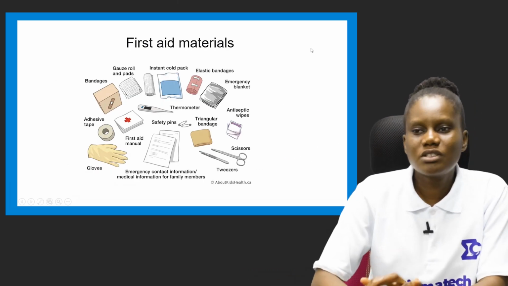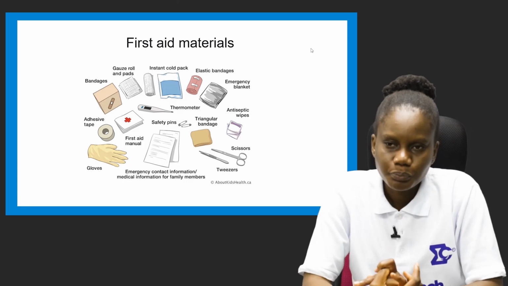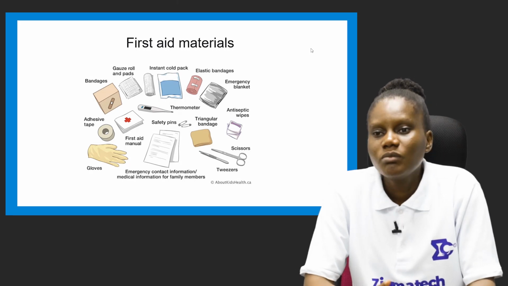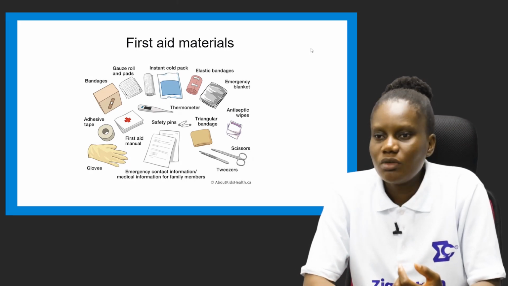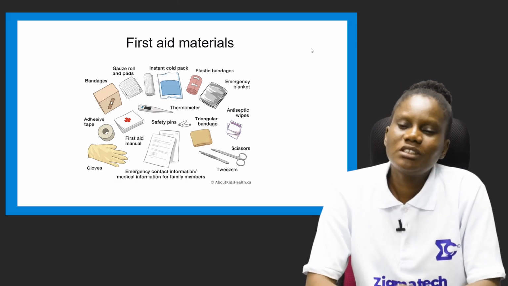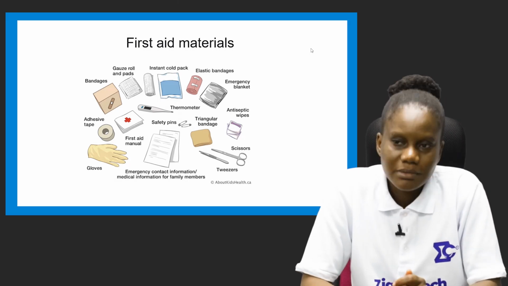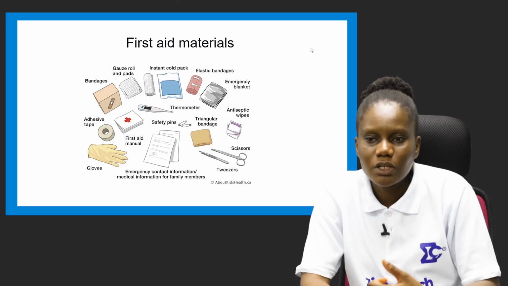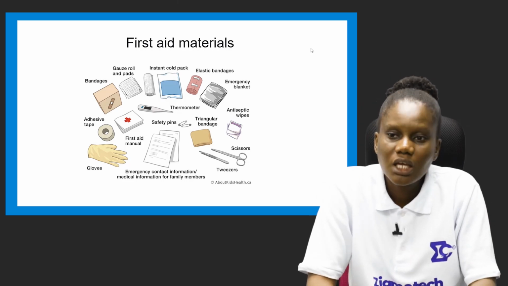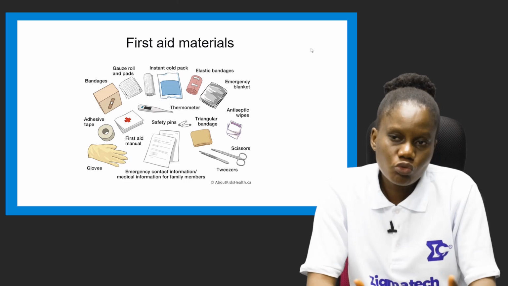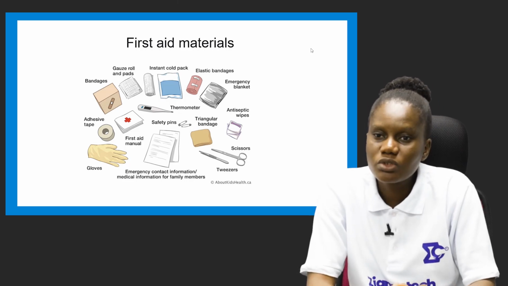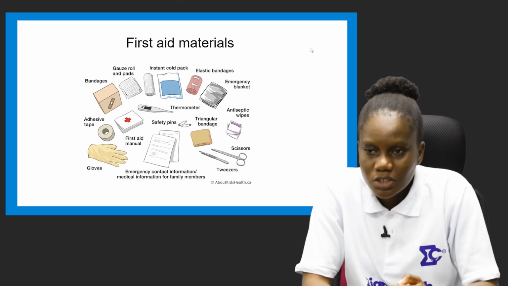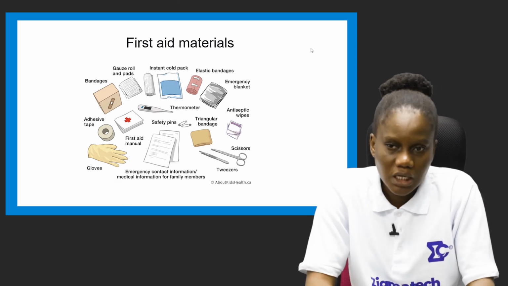So what are the first aid materials, things that you find in the first aid box? You have bandages, gauze roll and pads. You can see them in the picture there. Instant cold pack. You have elastic bandages, emergency blankets, antiseptic wipes, thermometer, adhesive tape, first aid manual to guide you on how to use it. Then safety pins to put your gauze rolls in place. Then you have triangular bandage too. You have scissors, you have tweezers, you can have your forceps too there, gloves.